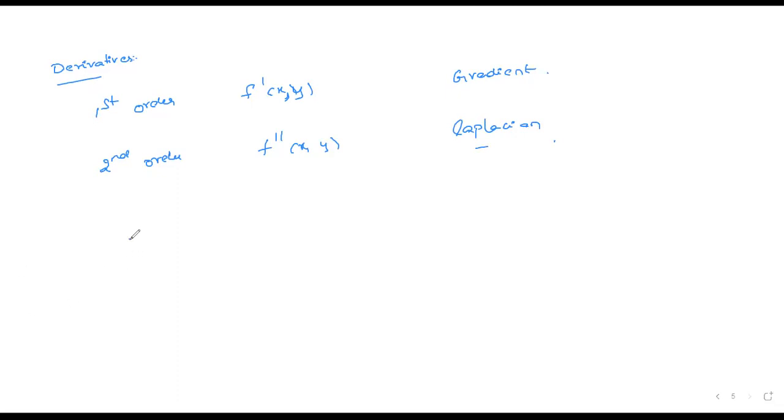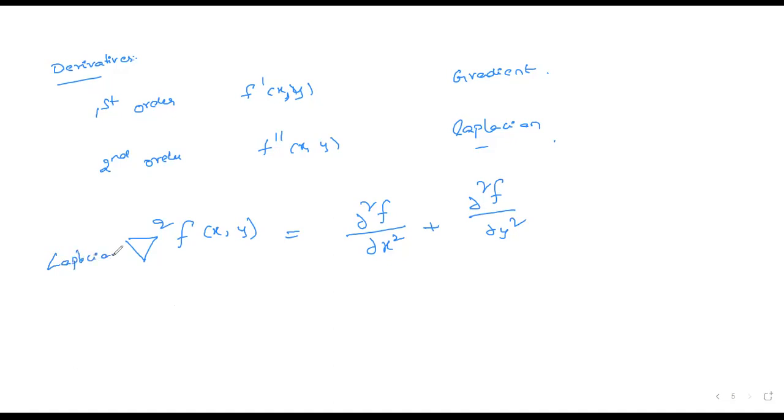The Laplacian is represented with del square f of x comma y, that is dou square f by dou x square plus dou square f by dou y square. This is the Laplacian. The gradient is represented with a vector, while the Laplacian is a scalar quantity.